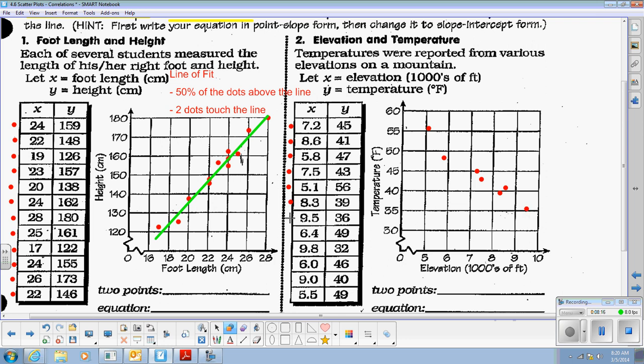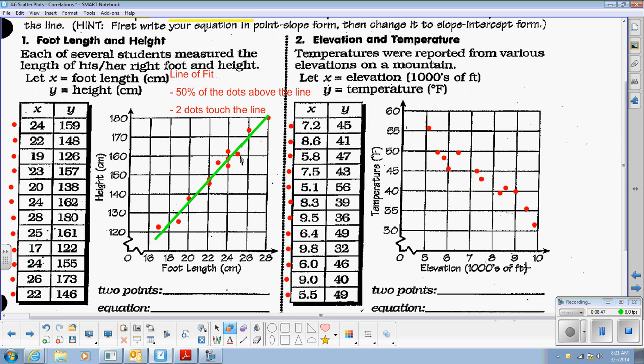You should be seeing a trend already. You should see that there is a correlation here. 6.4 and 49. 9.8 and 32, so almost over to 10, 32. 6 and 46, so just above the line and on the line. 9 and 40, right there. And 5.5 and 49, 5.5 halfway, 49 is going to be just below 50.